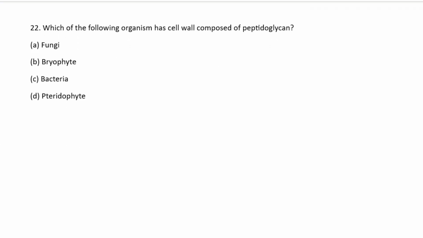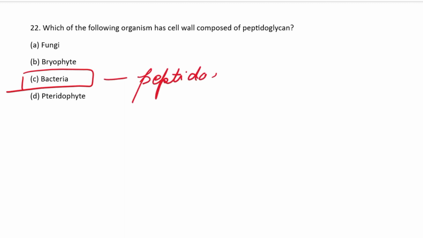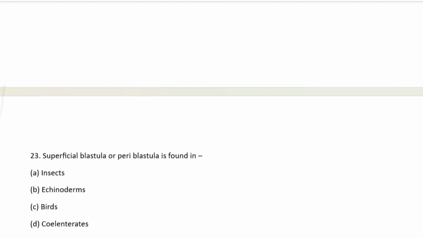Question number 22. Question number 22 says, which of the following organism has cell wall composed of peptidoglycan? We all know bacteria has a cell wall which is composed of peptidoglycan. And if we talk about other options, then fungi has chitin in their cell wall composition, whereas bryophyte has cellulose, pectin, and hemicellulose in their cell wall composition. And in pteridophytes, I guess protein and polysaccharides are there in the composition of the cell wall. Moving on to the next question, question number 23.